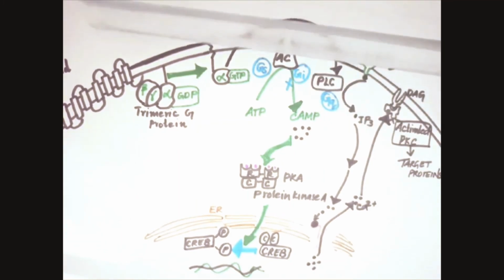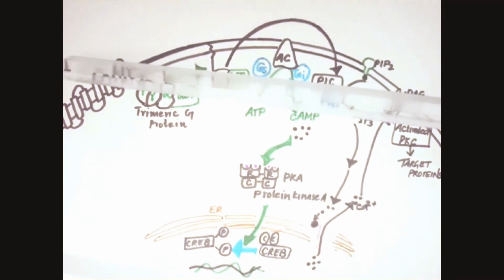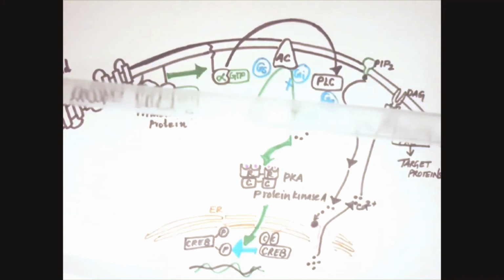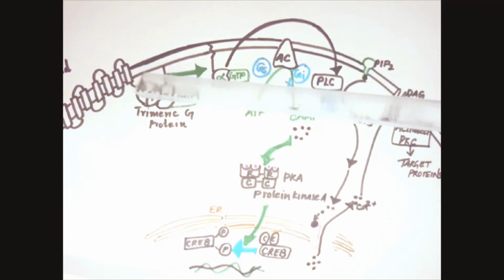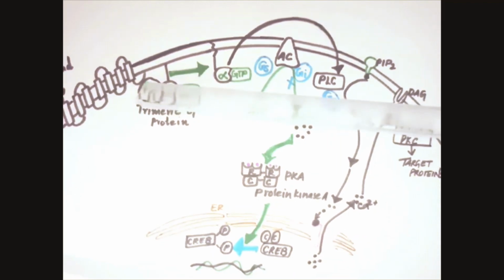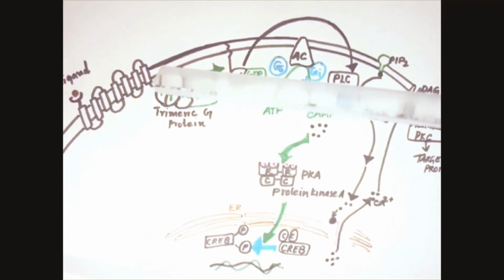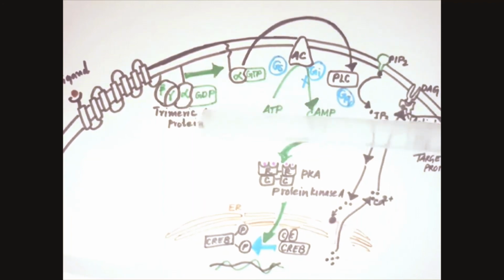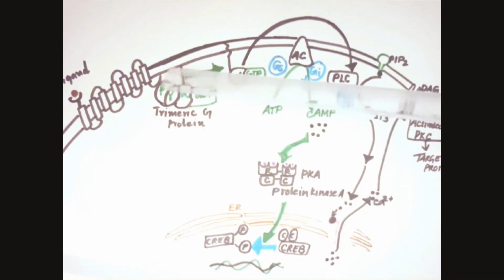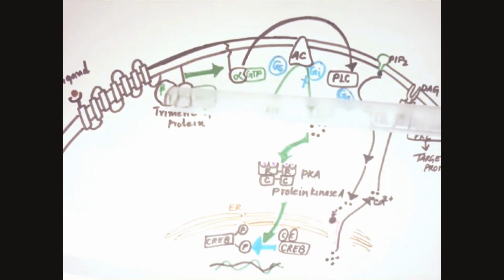Now, how this G protein signaling is switched off is that if there are no ligands present, the receptor reverts to the resting state and the G protein exerts its GTPase activity to hydrolyze GTP to GDP, and the alpha subunit will reassociate with the beta and gamma subunits.